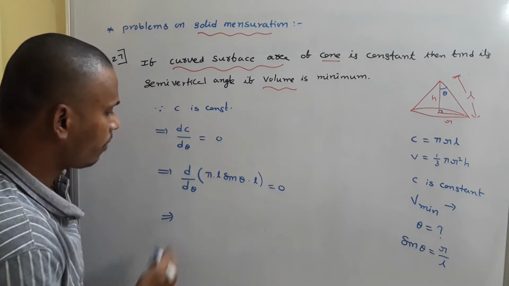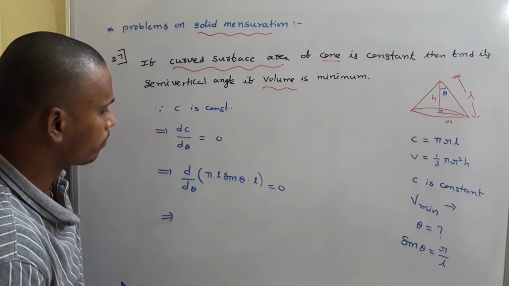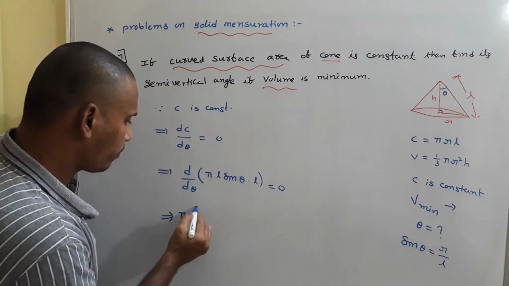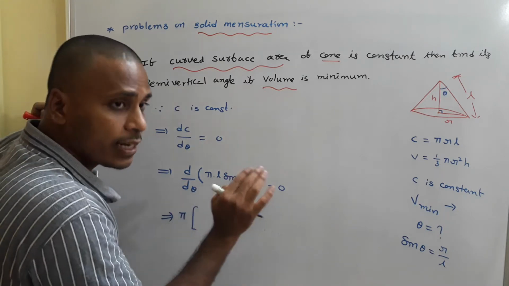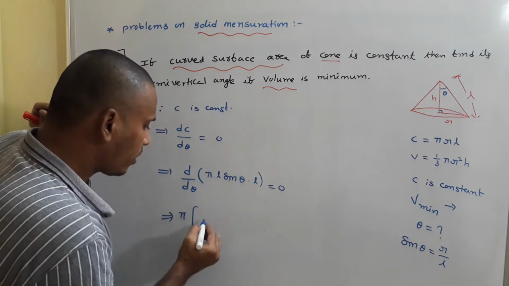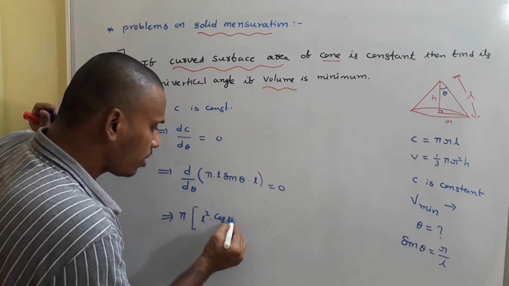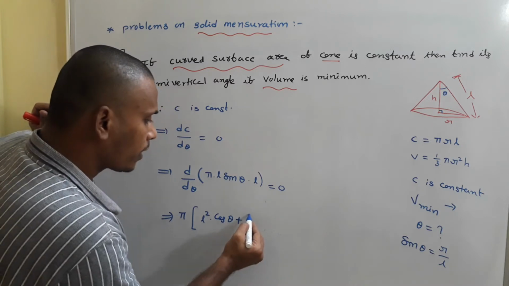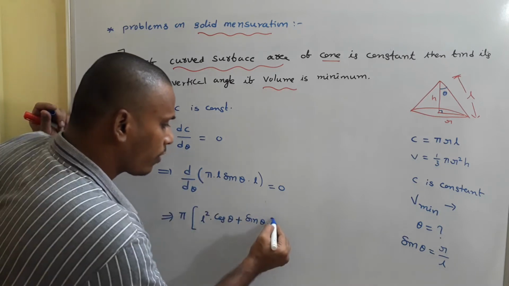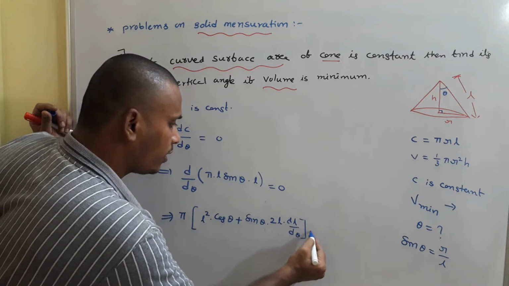That implies we are differentiating with respect to theta. So pi into L times L is L square, and L is also an unknown quantity here, a variable. So L square sin theta. So L square into the derivative of sin theta with respect to theta, which is cos theta, plus sin theta into the derivative of L square with respect to theta. For L square it is 2L into dL by d theta, and that is equal to 0.